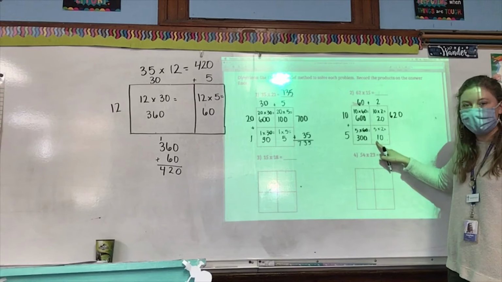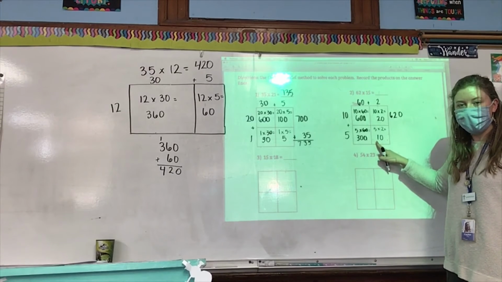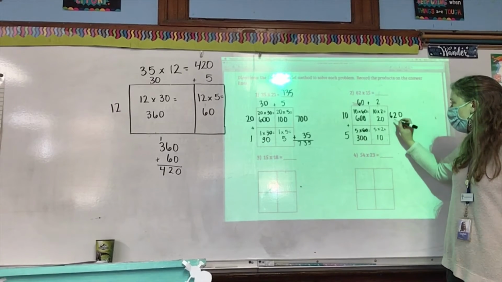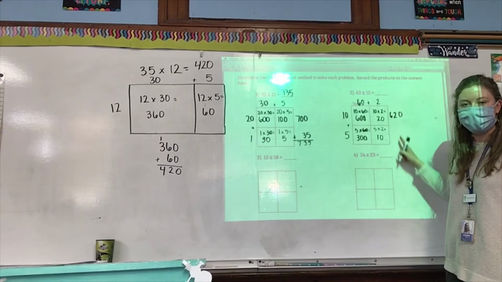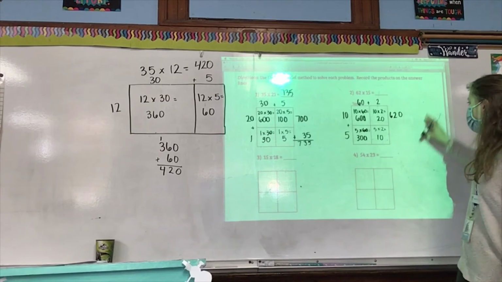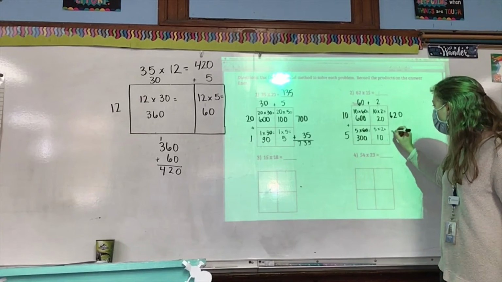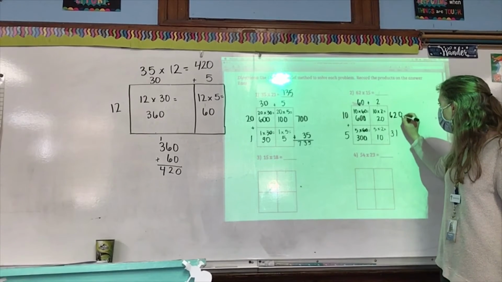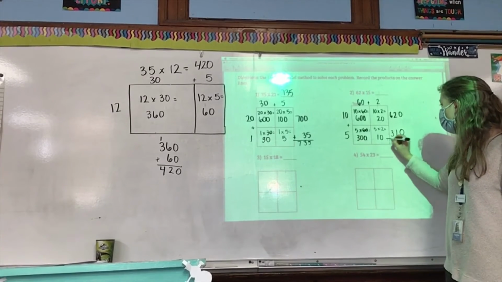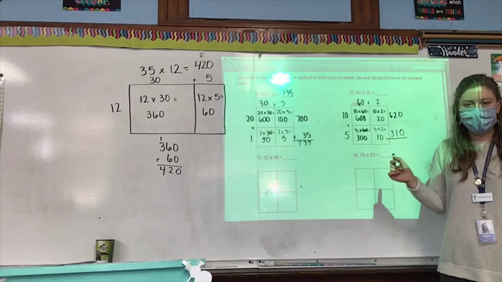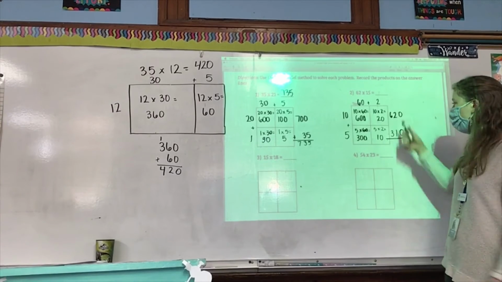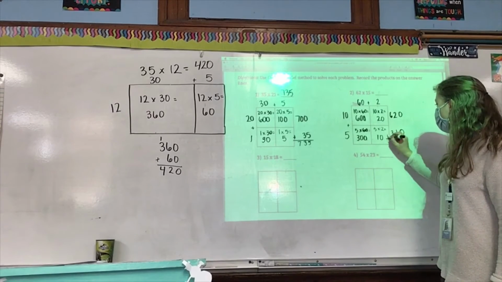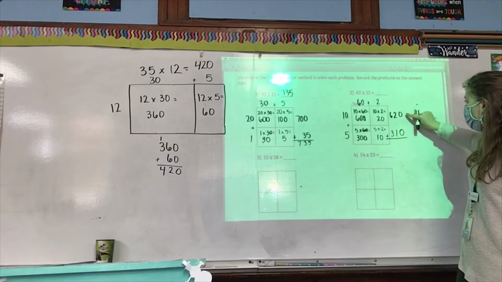300 plus 10 is what? 310. And I'm going to make sure that I line my places up correctly so that I don't have to rewrite the problem again. 310. And now what do I do? With those 2 partial products, you add them together. Let's start with the ones place.